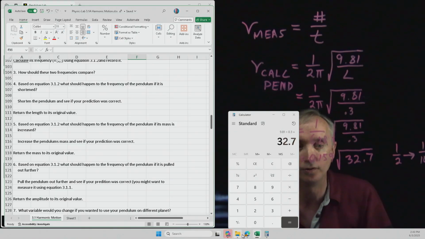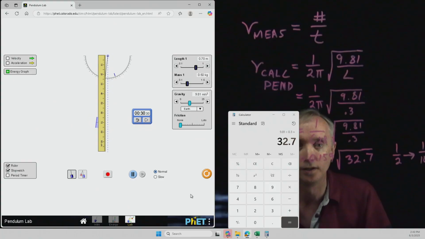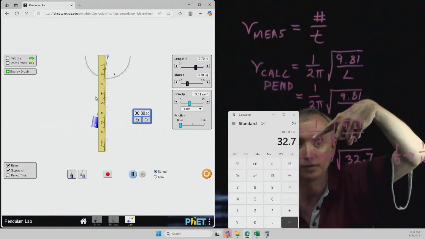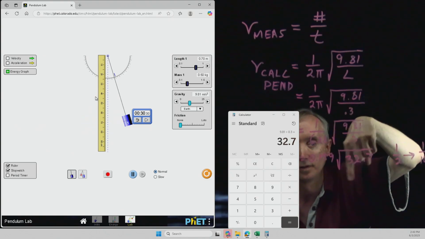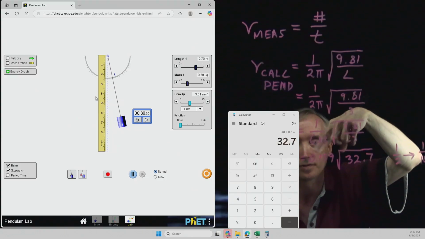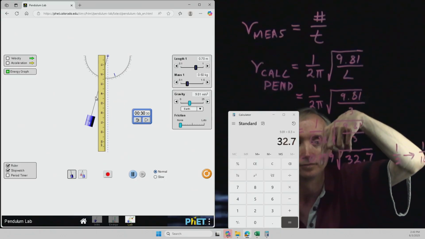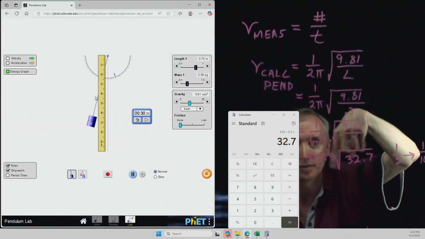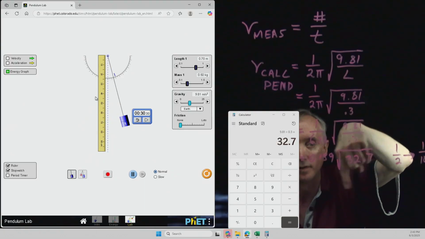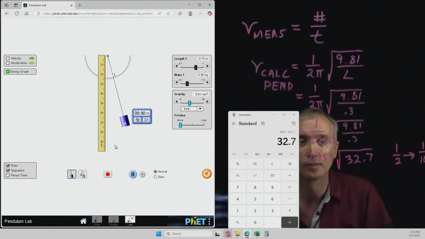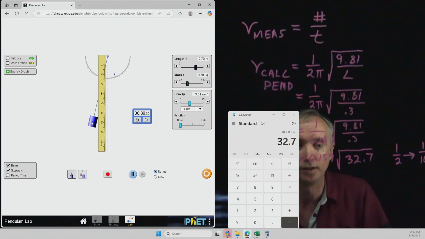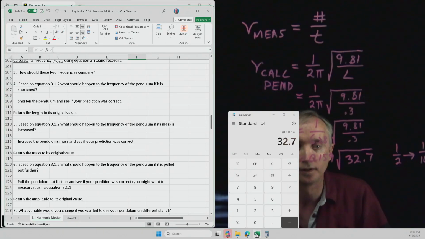So all you got to do is go back to this thing here and change the length. Make the length smaller and see what happens to the frequency. So does the frequency get longer, or does the frequency get shorter? So does it do this, or does it do this?